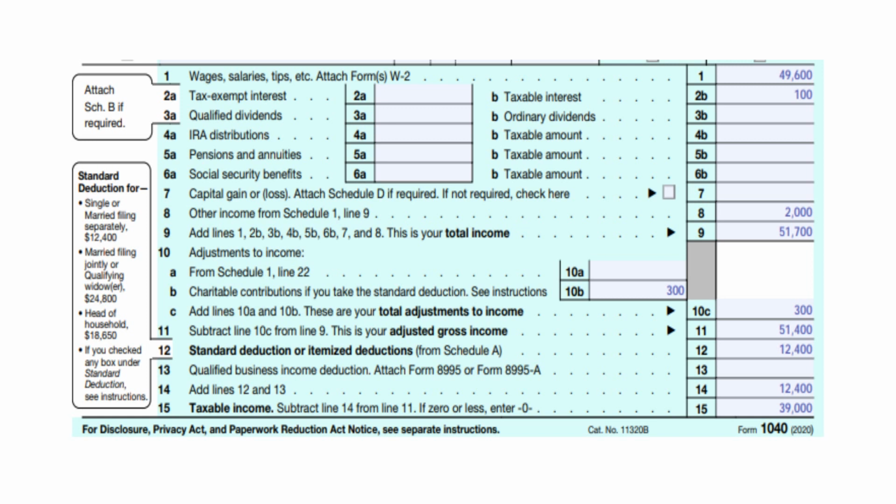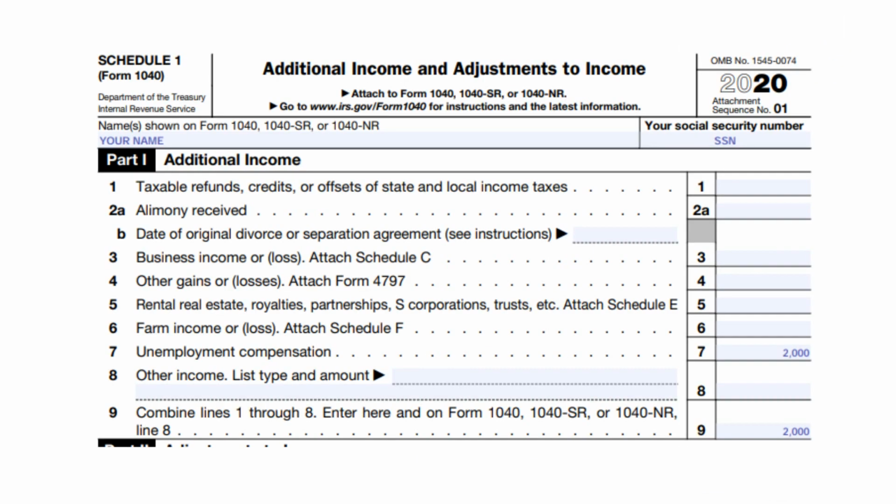On line 7, put your capital gain or loss. An example of this would be if you sold stock. On line 8, put the amount from Schedule 1, line 9. In this example, you had $2,000 of unemployment compensation that was reported to you on Form 1099-G.